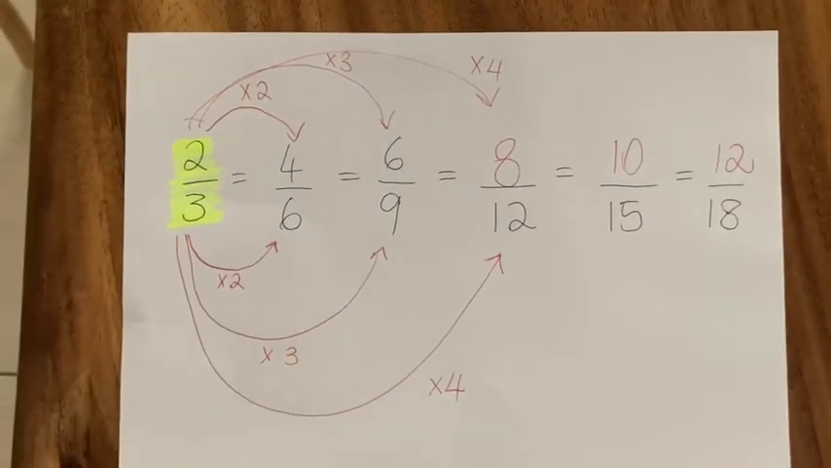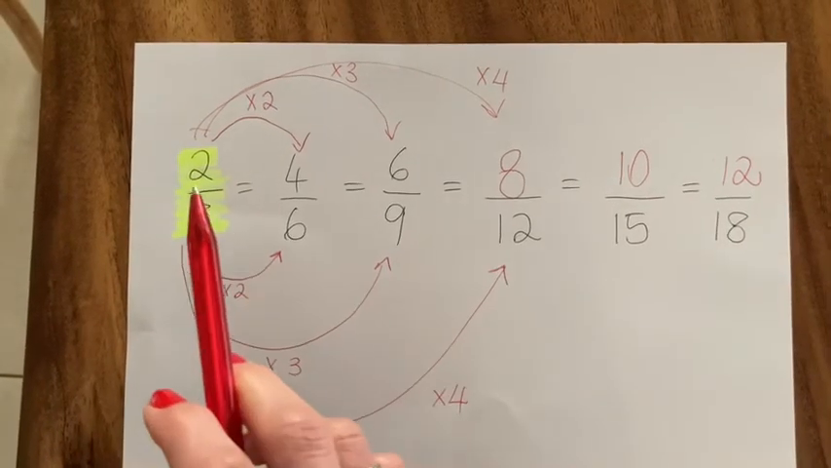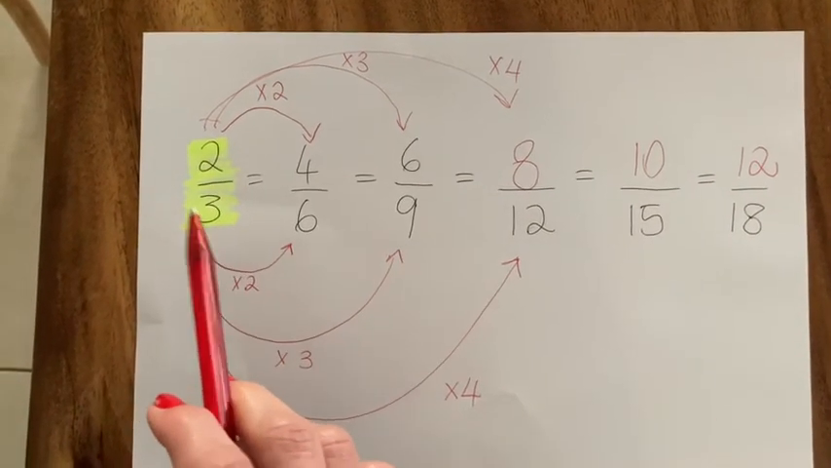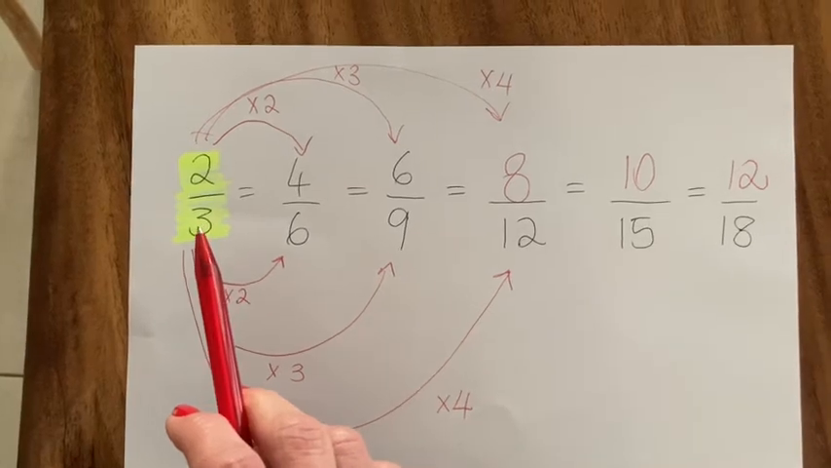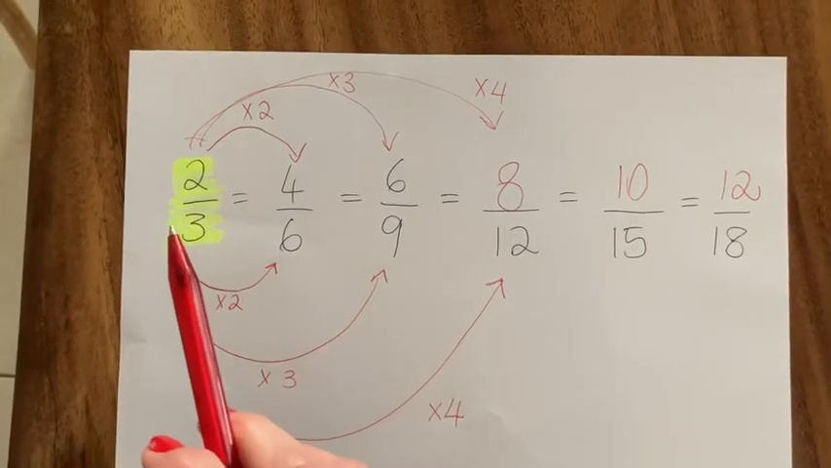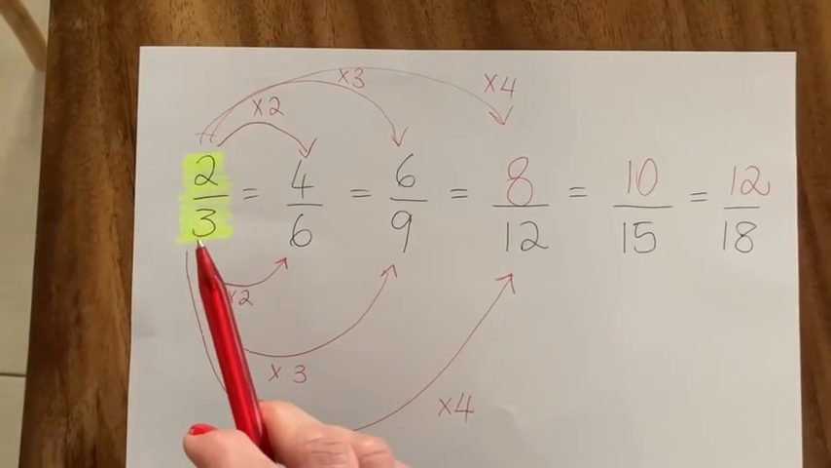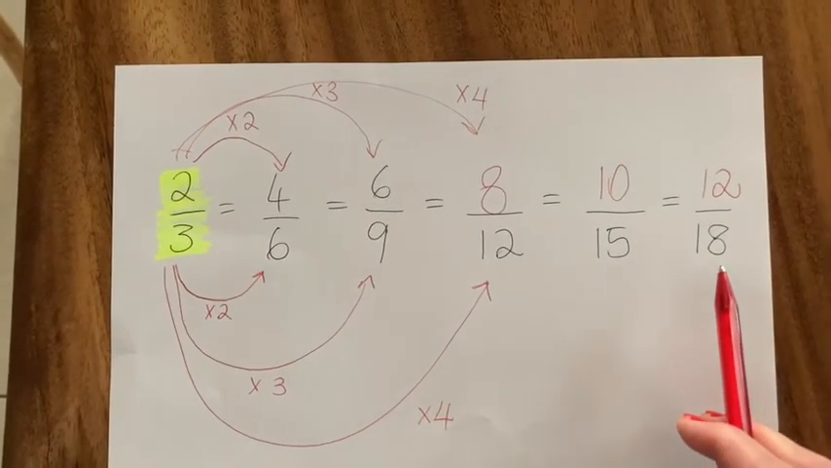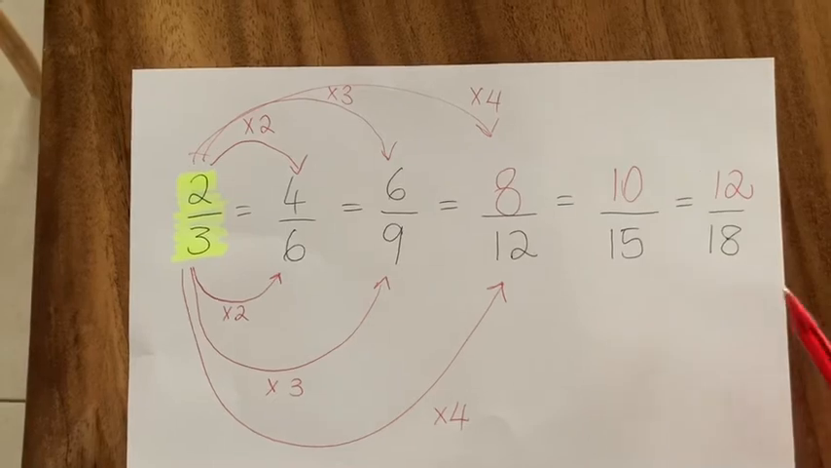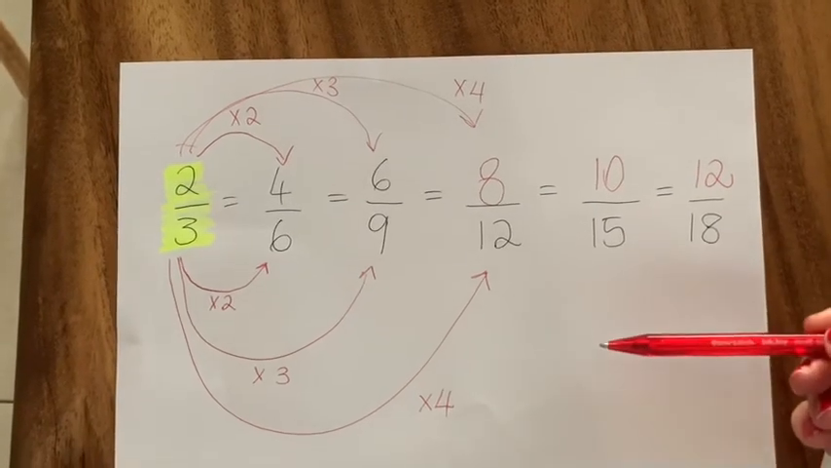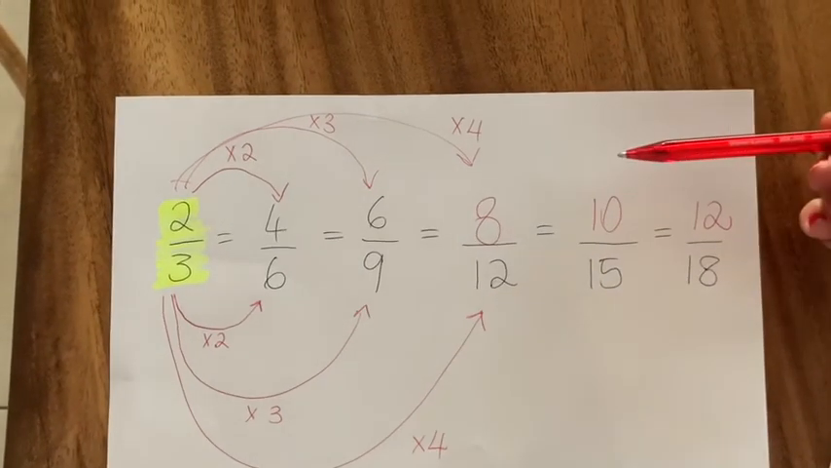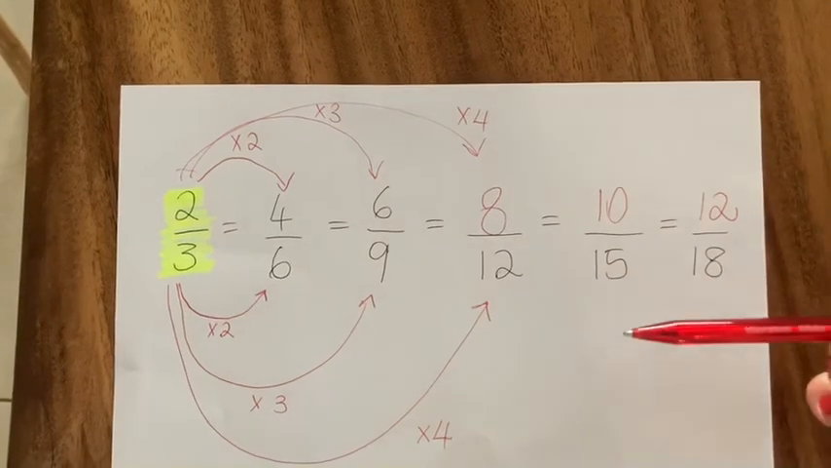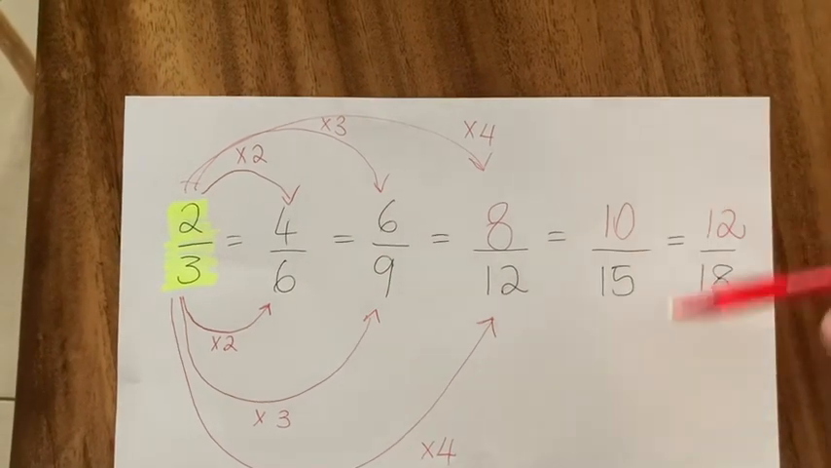The golden rule in this is to always go back to the first fraction and say, how many times do I have to multiply that denominator to get to that denominator? And then whatever I do to the denominator, I do to the numerator. Whatever you do to the bottom, you do to the top.